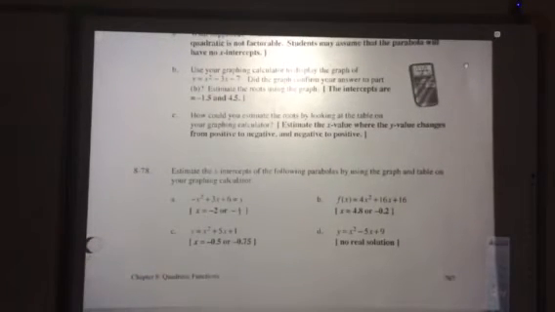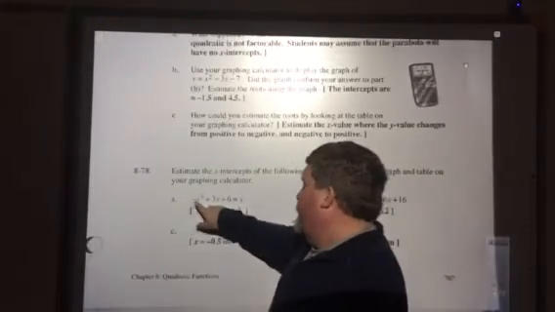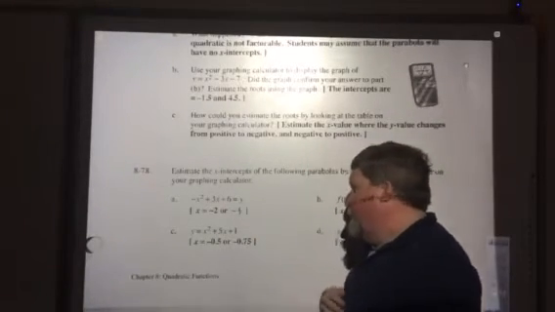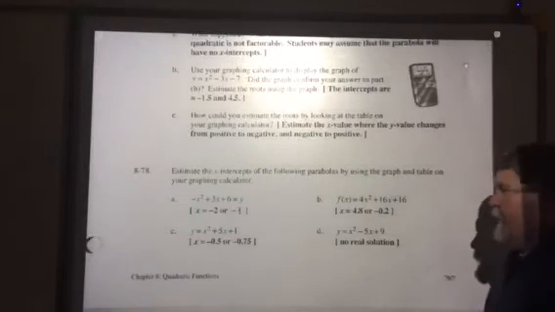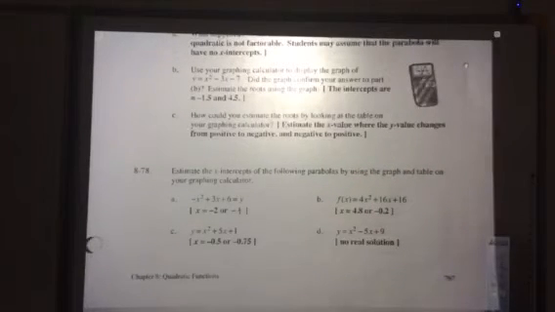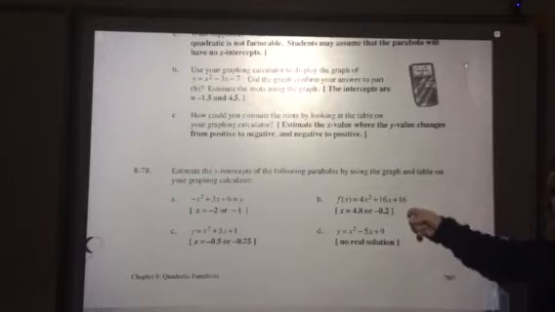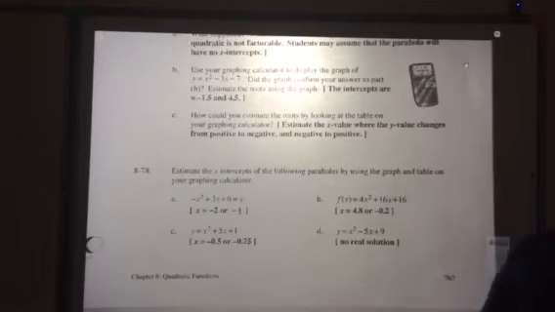So 78 part A, the first thing I do here is I factor out a -1 to make x squared positive. Factor that, and I get x equals -2 or -1/3. Again, we're estimating these. B, approximately 4.8 and -0.2. C, approximately -0.5 and -0.75. And D, there's no real solutions because your parabola never crosses the x-axis.